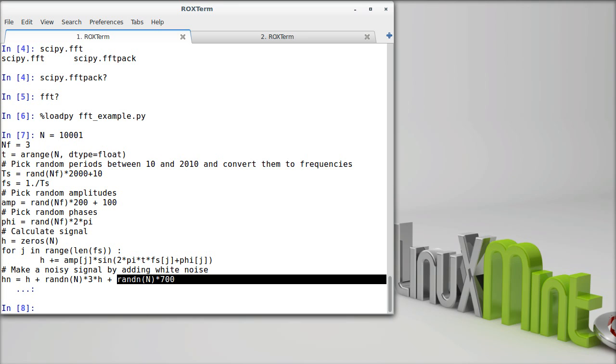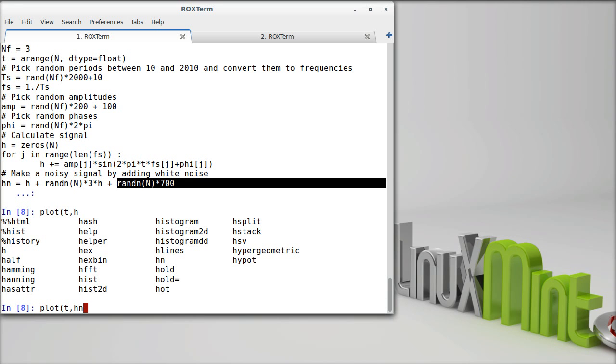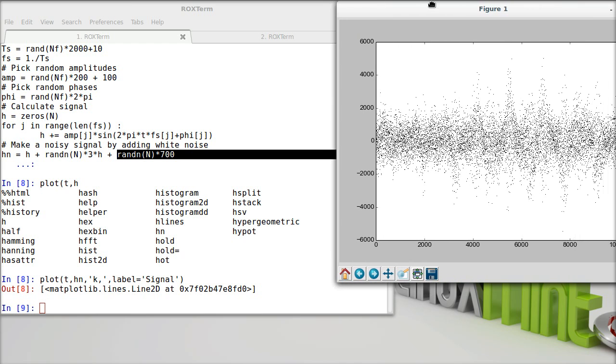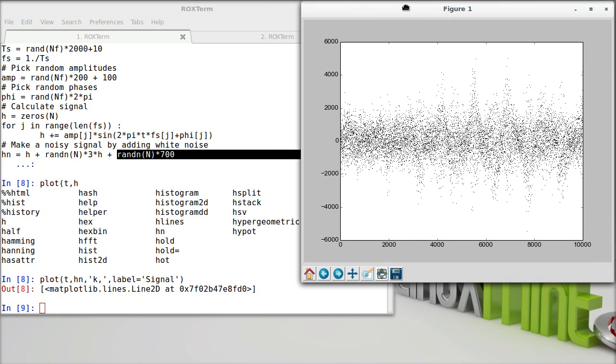If we know anything about signal processing, this signal is going to look very noisy. So let's plot it first to look at it. The temperature is a function of our signal. Notice our noisy signal is in Hn. We're going to plot it using the smallest markers, given by the commas, just so that it doesn't overwhelm the plot. So here it is.